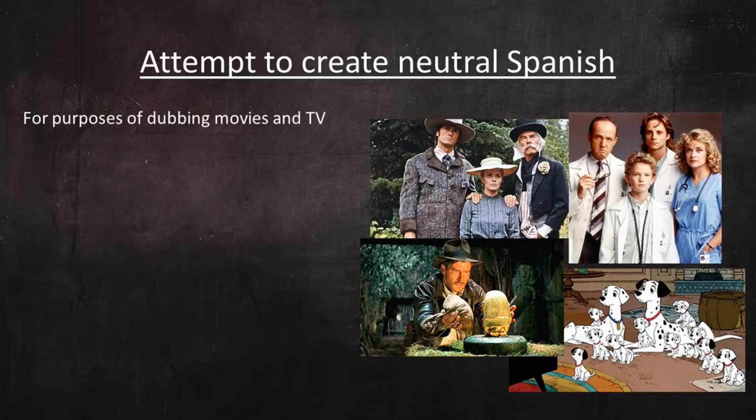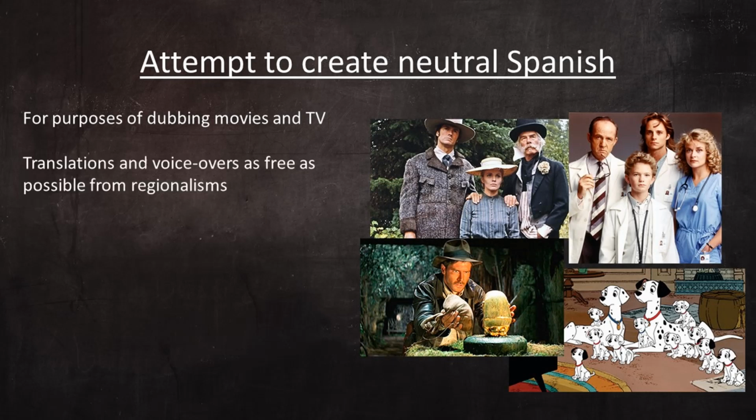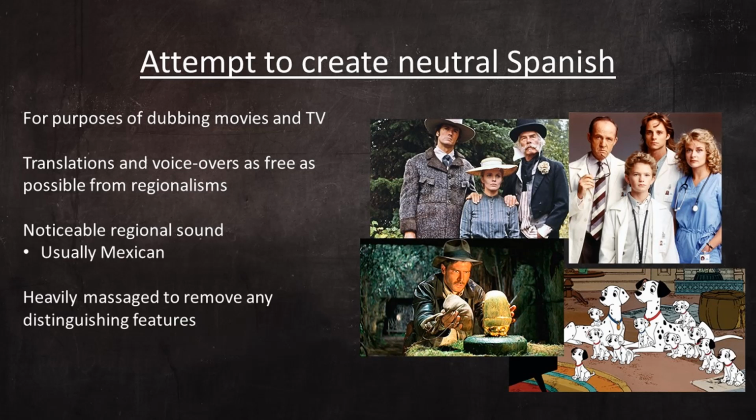For purposes of dubbing movies and television shows so that they would be accessible and acceptable to as broad an audience as possible, entertainment production studios have spent much of the past century developing translations and voiceovers that are as free as possible from regionalisms. Some of what has been produced has a noticeable regional sound, usually Mexican, while some of it has been so heavily massaged to remove any distinguishing features that it comes across as insipid and artificial, even ugly to some listeners.